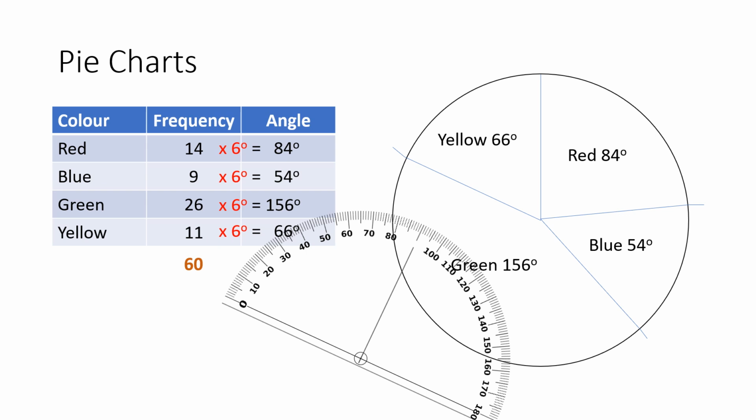Finally, the last sector, yellow, 66 degrees, well, that should be the bit that's left. So you can check it with your protractor and measure that it is 66 degrees. But usually, if you've got all the others correct, it will be fine.